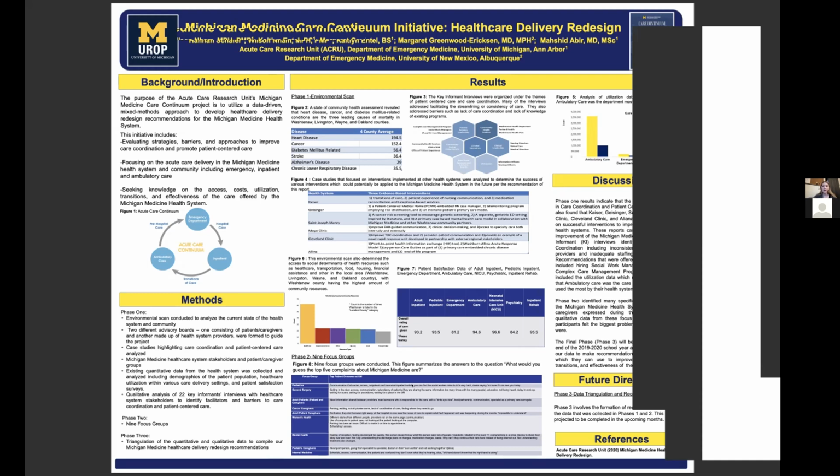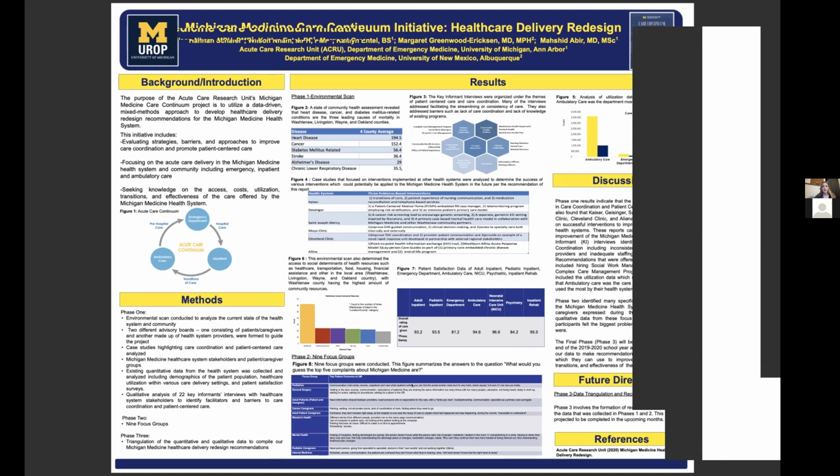And then for the results, for phase 1, we have a figure that has the state of community health assessed during the time of the project, which included heart disease, cancer, and diabetes. The areas that we analyzed specifically were Washtenaw, Livingston, Wayne, and Oakland counties. Then we have figure 3, in which the key informant interviews are organized. Moving on to figure 4, we have the case studies that focus on interventions implemented in other health systems. So this is where I worked with Caitlin a lot on literature surrounding other health systems and what's worked for them, and then what we recommend for Michigan medicine.